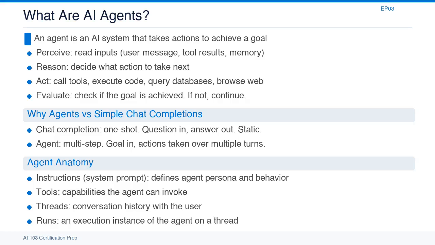The anatomy of an agent in the Foundry Agent Service has 4 components. Instructions define who the agent is and how it should behave. Tools are the capabilities the agent can invoke, like code execution or file search. A thread is the conversation history between the agent and a user. A run is a single execution of the agent on a given thread.